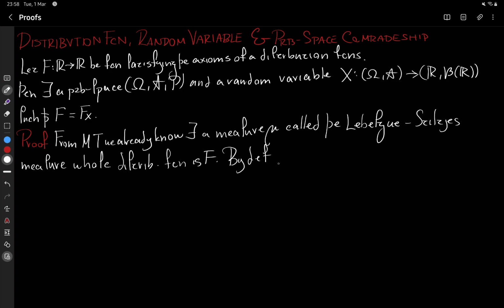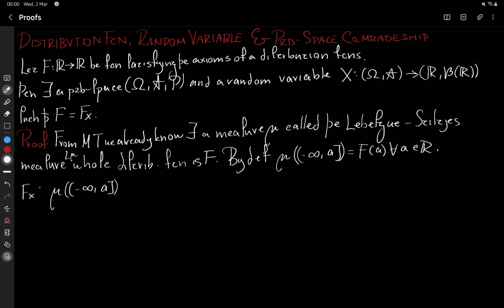this means that mu, that's our Lebesgue-Stieltjes measure, let's call it mu, of the interval from negative infinity to a, semi-closed, is equal to F of a for all real numbers a. Right. Okay. Well, we have found F of x, because we can simply put F of x equal to mu of the interval negative infinity to, say, a. Right.